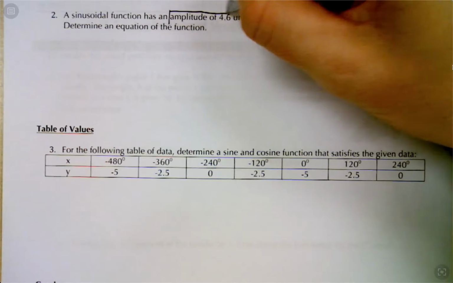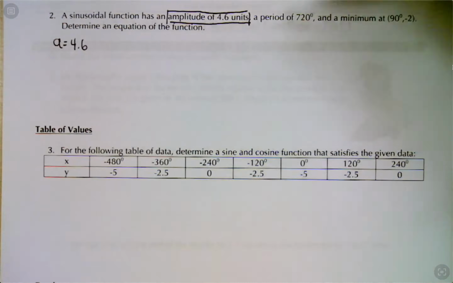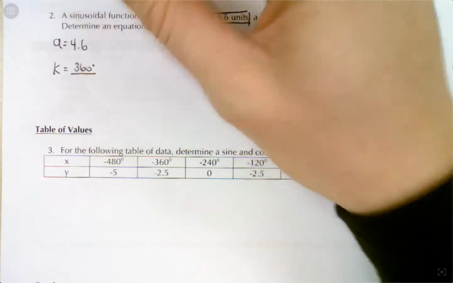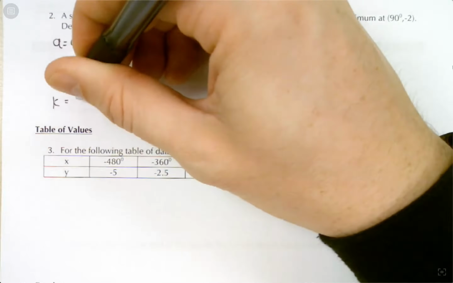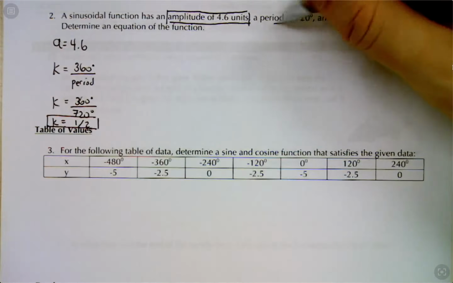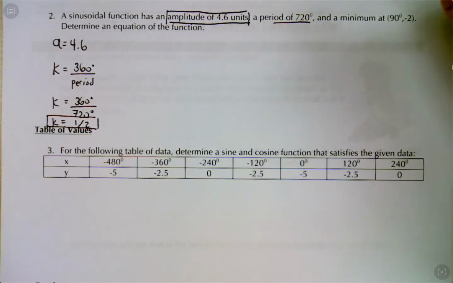In the question, we're explicitly given the amplitude, so we're kind of off to a good start. We know A. A is 4.6. We can calculate K because we know the period. K is always 360 divided by the period. So 360 divided by 720 gives us a K of 1/2. We have a minimum at (90, negative 2).